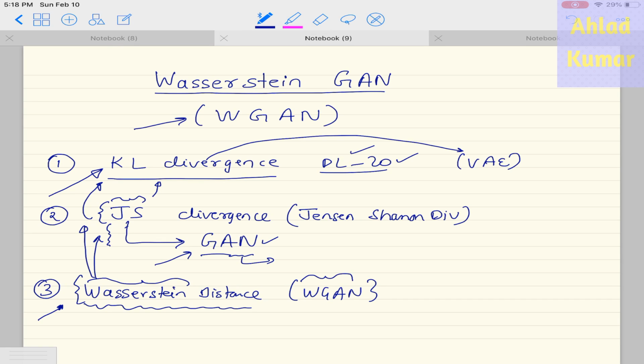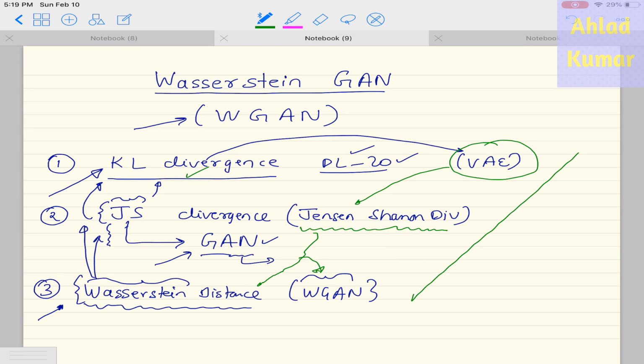So you can see the roadmap. The researchers initially started with variational autoencoders. Then some researchers found that there is a problem with KL divergence, so they moved to generative adversarial networks that use Jensen-Shannon divergence. Later on, some researchers found that Jensen-Shannon divergence also has some disadvantage, so they moved to Wasserstein distance and formulated WGANs. So you can see the progress, and this is what is called research progress.